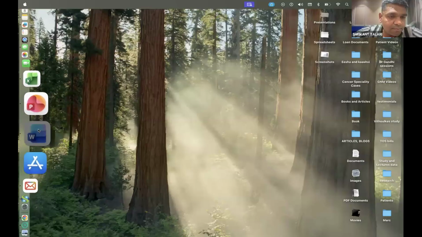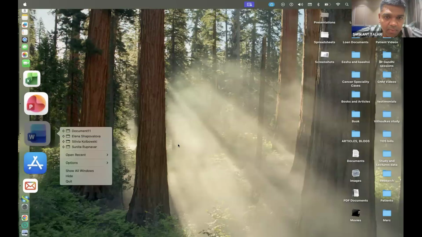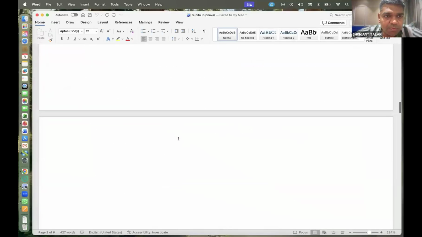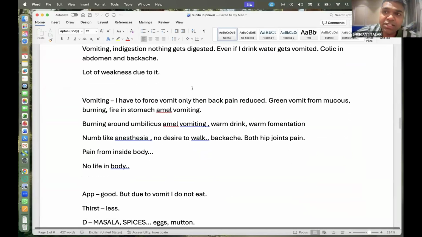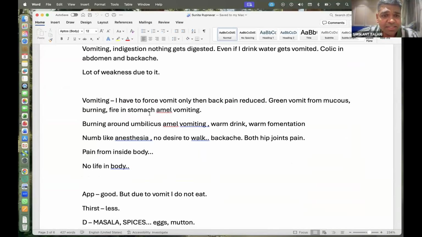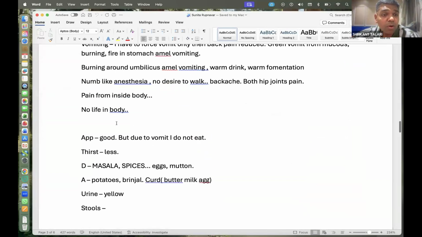Okay, where is screen share? So these are her symptoms: colic in abdomen, back pain. She's also having back pain, a lot of weakness, better by vomiting, warm drink, warm fermentation. I also feel very numb, like anesthesia, no desire to walk. I have severe back pain. There is pain inside the body, no life in me. I've gone very weak. She was very, very thin actually.